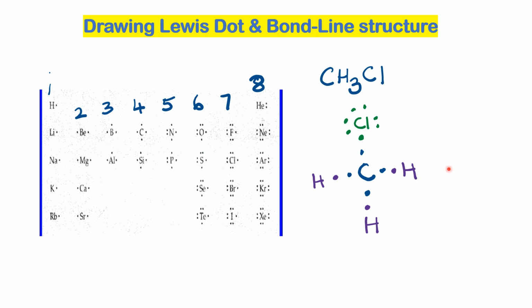So in order to draw the bond line structure for this, all we've got to do is draw a line between the atoms, connecting them. So this will give us the bond line structure of CH3Cl. And don't forget to draw the lone pairs of electrons surrounding the chlorine. So this is what represents the bond line structure, and some people call it the Lewis structure.